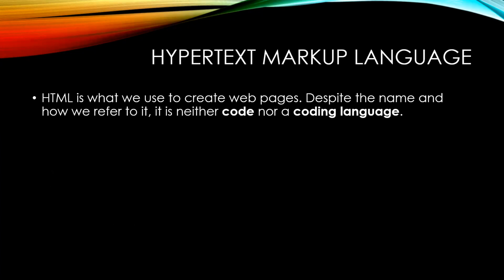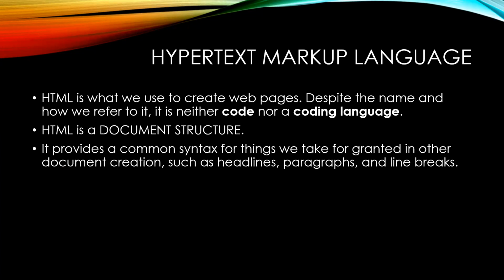So let's talk about what all these things mean. Hypertext markup language is what we use to create our web pages. Despite the name or how we refer to it, it is neither code nor a coding language. Everybody get that? It's a type of page, okay? It is a document structure. Doctype, when I showed you how you put it in, this is pretty much what it is. It provides a common syntax for things we take for granted in other document creations, such as headlines, paragraphs, and line breaks. We've already played with that, right?